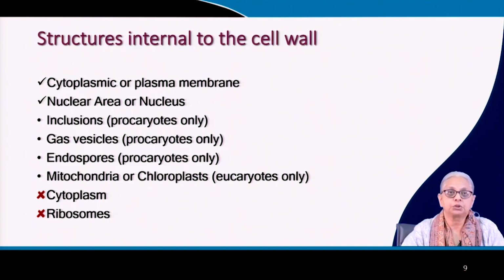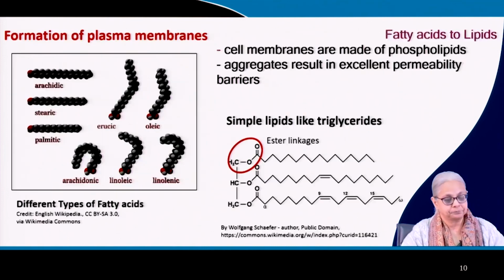Right, so having seen the sizes and shapes of the different types of prokaryotic cells, we now come to another issue, and that is the structures that are internal to the cell. We will take a look at the cell wall later, but we're going to start with the cytoplasmic membrane, or the plasma membrane. The first thing we're going to look at is how the plasma membrane is formed. What are the building blocks of the plasma membrane?